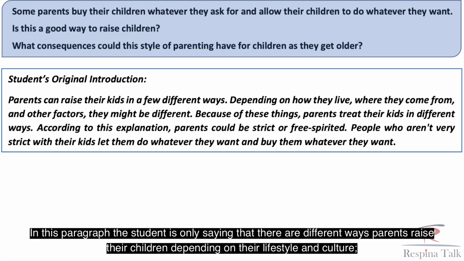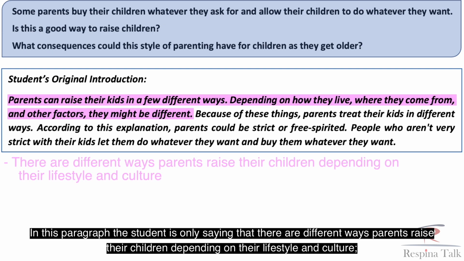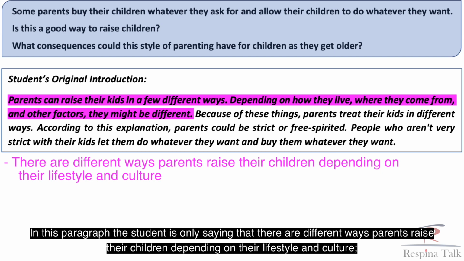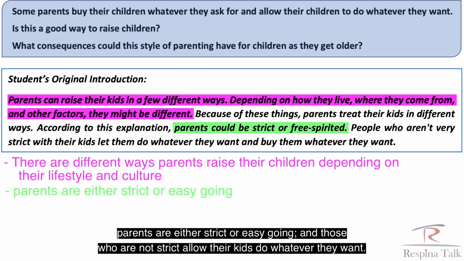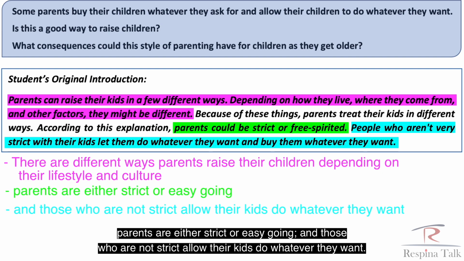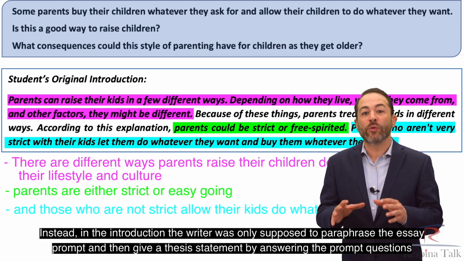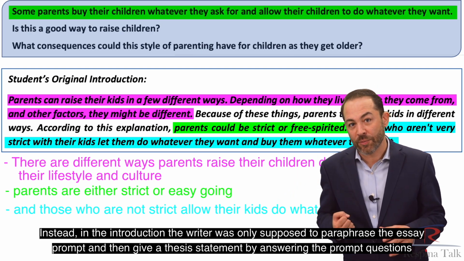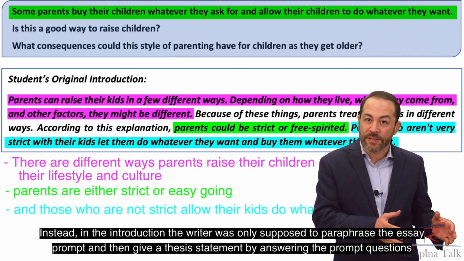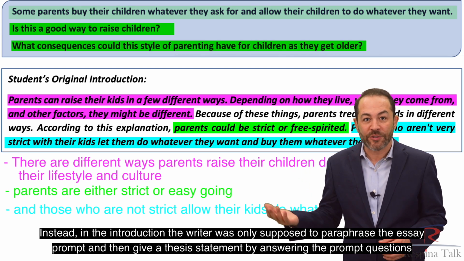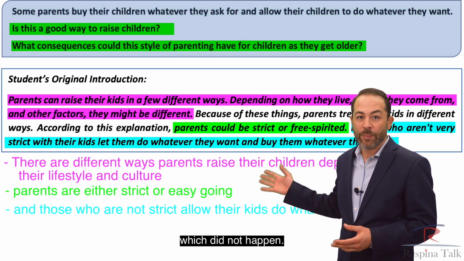In this paragraph, the student is only saying that there are different ways parents raise their children depending on their lifestyle and culture. Parents are either strict or easygoing, and those who are not strict allow their kids to do whatever they want. Instead, in the introduction, the writer was only supposed to paraphrase the essay prompt and then give a thesis statement by answering the prompt questions, which did not happen here.